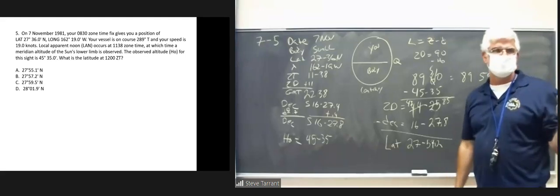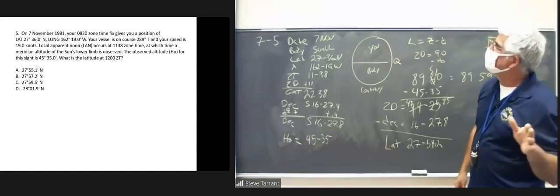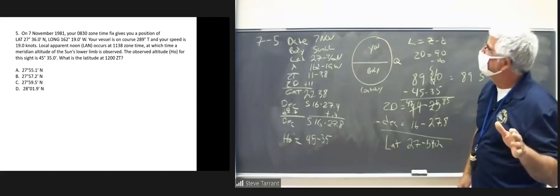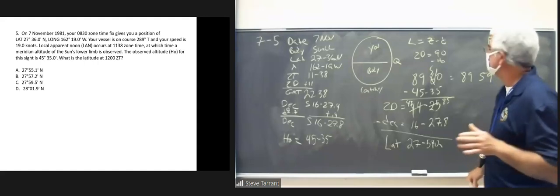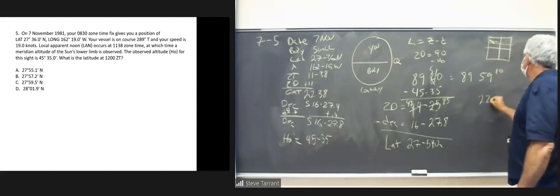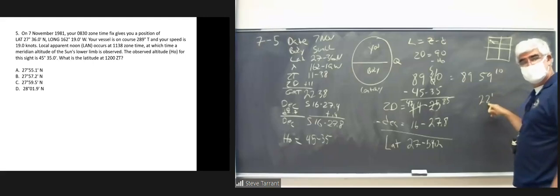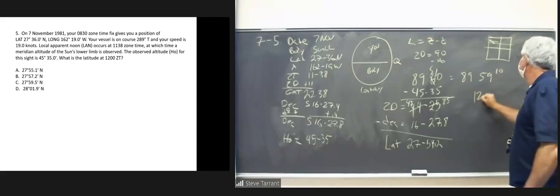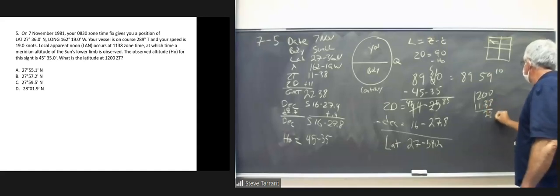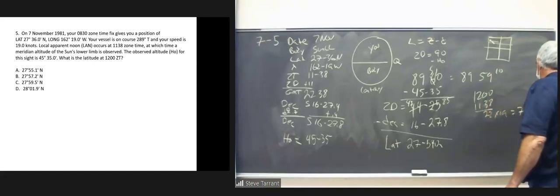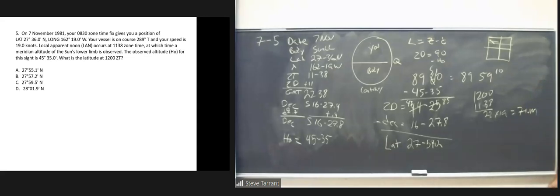Okay? Or you can also say, you know what? I'm going for 22 minutes. How fast am I going? What's my speed? Okay, so 22 minutes, that's 11:38 to noon. That's 22 minutes times 19 knots. That's 7 nautical miles. That's as far as I'm going to go in 22 minutes.